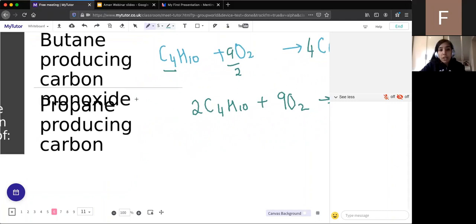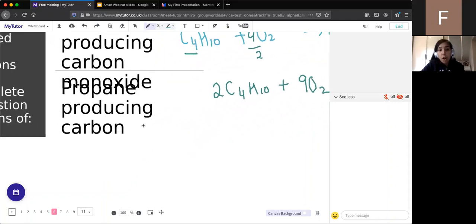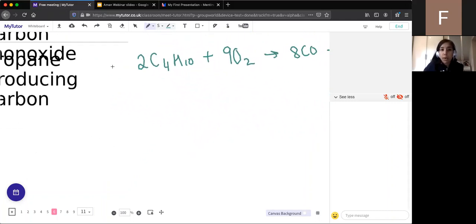Okay, so let's do the next one. Propane producing carbon. So we've already talked about the chemical formula for propane. So what's propane? Someone's given me a chemical formula for pentane. Pentane is C5H12, but propane is C3H8. Excellent, well done. So remember, pentane is with 5, whereas propane is with 3.